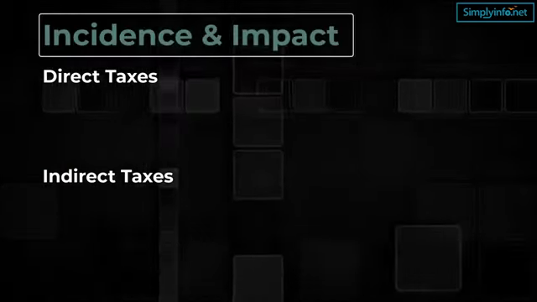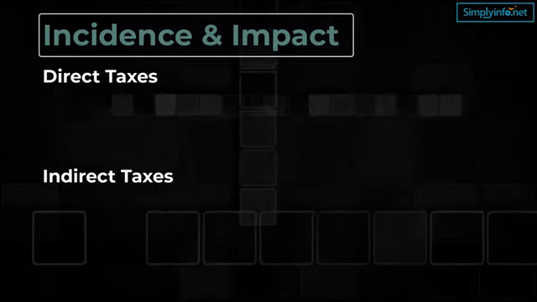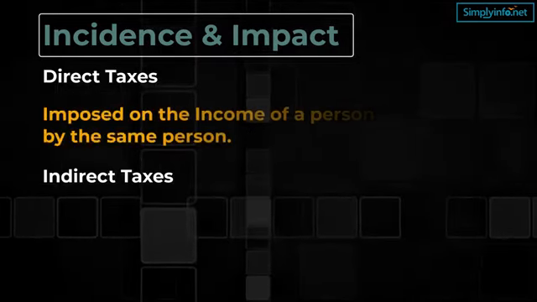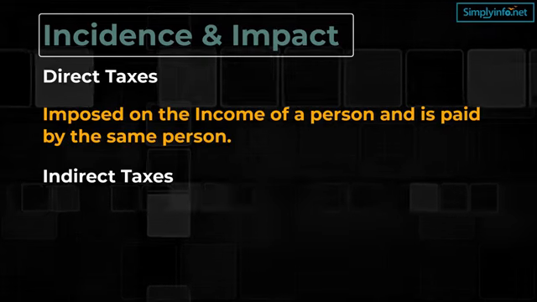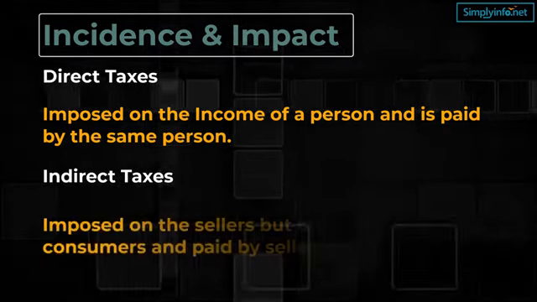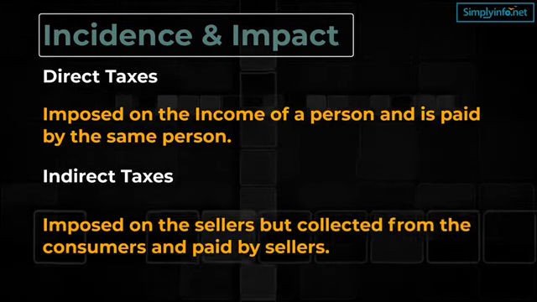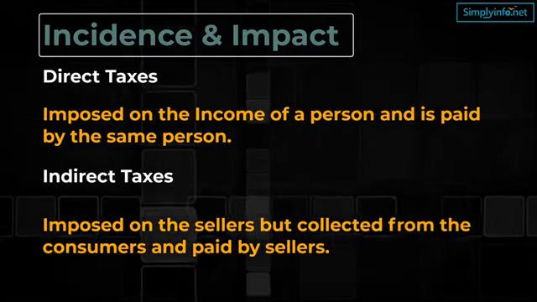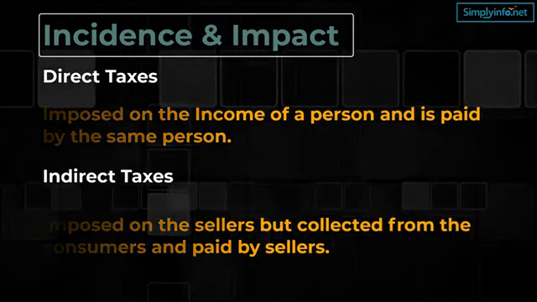Incidence and impact. Direct tax falls on the same person, imposed on the income of a person and is paid by the same person, whereas indirect tax falls on different persons, imposed on the sellers, but collected from the consumers and paid by the sellers.